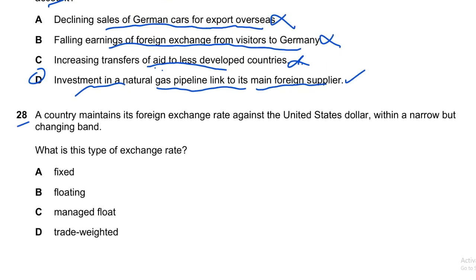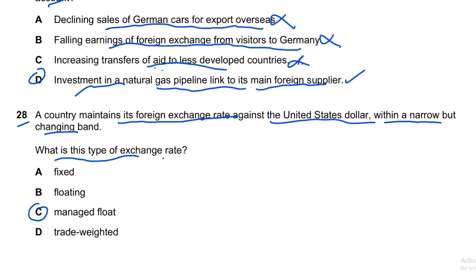Question number 28: a country maintains its foreign exchange rate against the United States dollar within a narrow range, a narrow but changing band. What is this type of exchange rate? This is a managed floating exchange rate because it can float. Float means change. It can change but within the prescribed limits. When the exchange rate can change within the prescribed limit, that is called managed float.